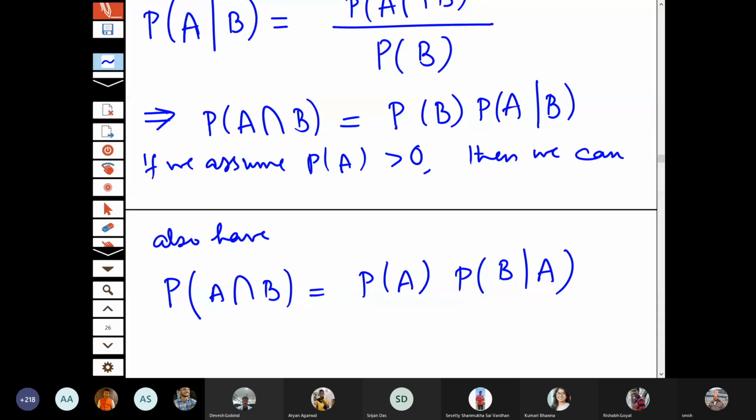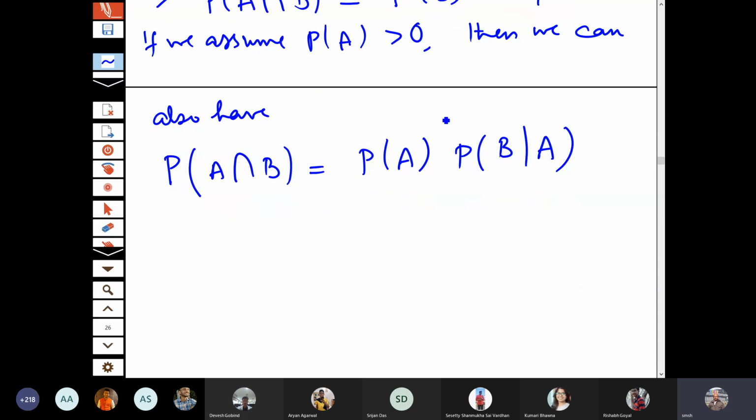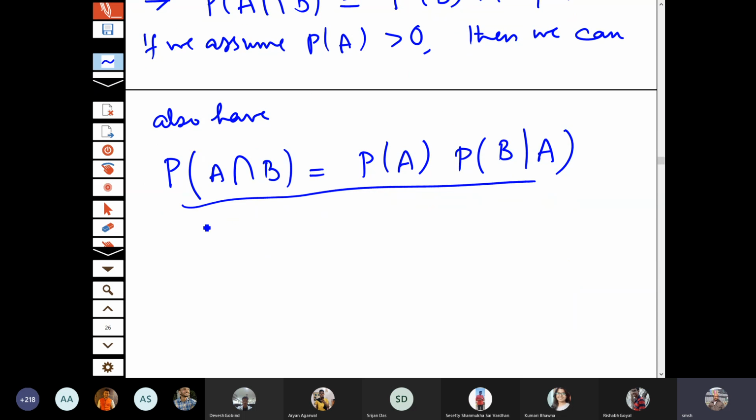Physically, what does it mean? It means I am calculating the probability of simultaneous occurrence of two events, and I am saying this can be calculated in terms of the probability of one of the events into the probability of another event conditioned upon the occurrence of the first event. Of course, either way, there is no sequencing here that A is before or B is before. So you can have these two relations. This relation is actually called the multiplication rule of probability.